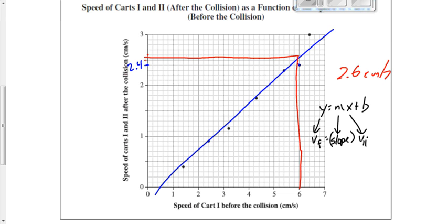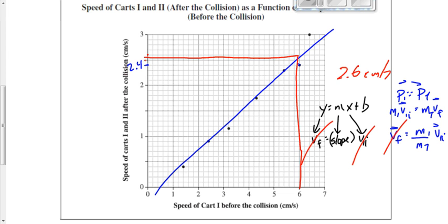Pi equals Pf. We're going to say M1 V1I plus 0, because the second cart is at rest, equals MVF, M being the total mass. Let's rearrange this to solve for VF. It becomes M1 over MT times V1I. This works. Right, Carrie? We said that we have to have an equation that has the same variables in it. Pi equals Pf has the same variables, VF and V1I. We cross off VF, we cross off V1I, and we're left with the slope is equal to M1 over MT.